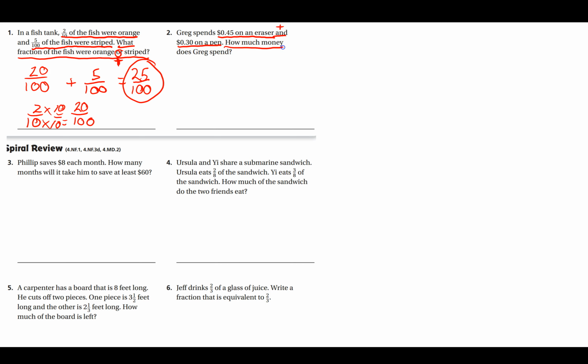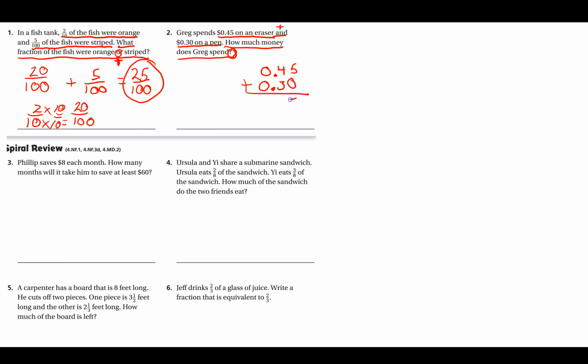Okay. Number 2, Greg spends 45 cents on an eraser, and that tells us we're adding 30 cents on a pen. How much money does Greg spend? So he spent 45 cents. We're going to write that as a decimal. And then 30 cents, and again, the key here is lining up your place values. So in 45 cents, we have a 0 in the ones place. In 30 cents, we also have a 0 in the ones place. Then our decimal. Then in the tenths place, there's a 3. And in the hundredths place, there's a 0.